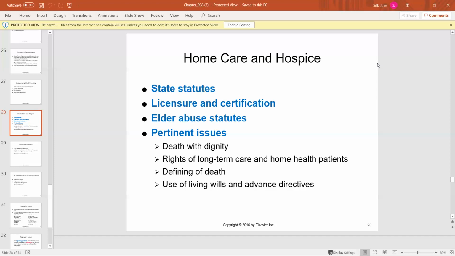Other things here, this talks about the rights of long-term care and home health patients, defining of death. That's kind of a sticky situation sometimes. So some people ask, are they brain dead, or do you just not feel a heartbeat anymore? What's the definition of death? And then use of living wills and advance directives. That's always a possible sticky situation.